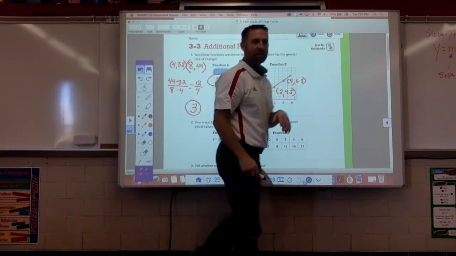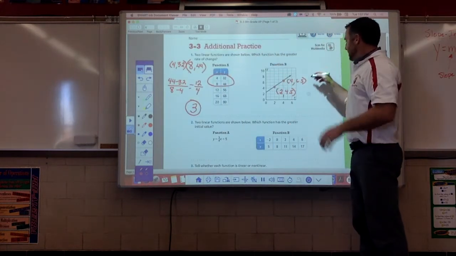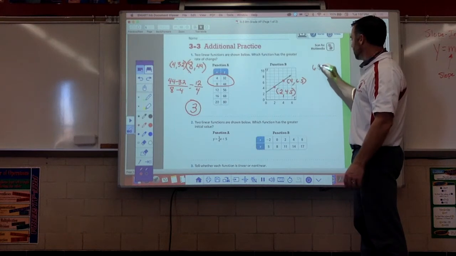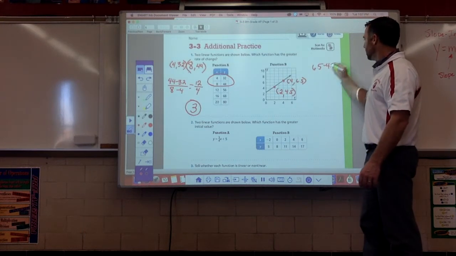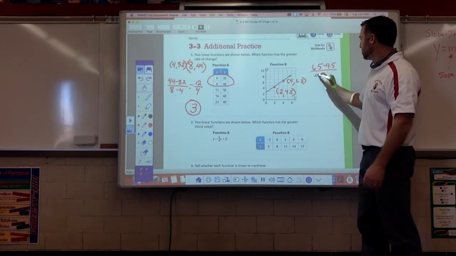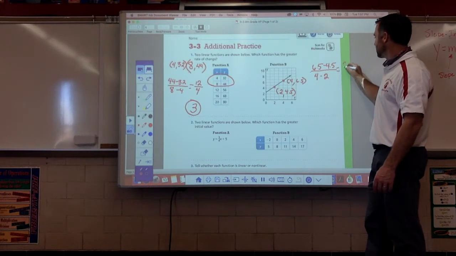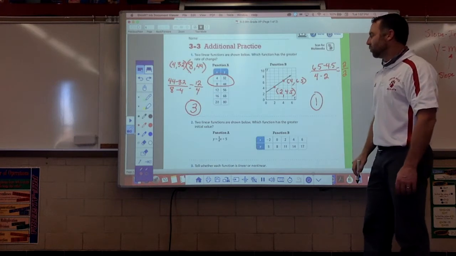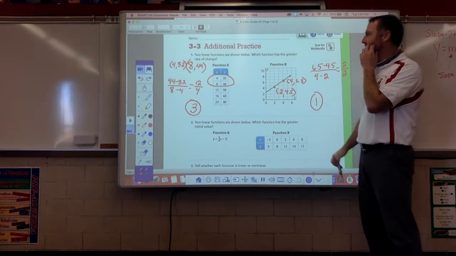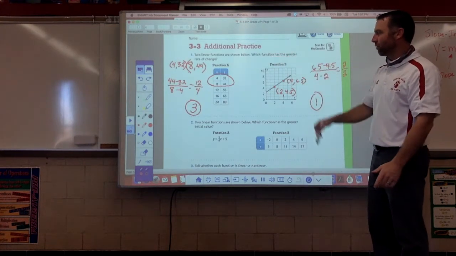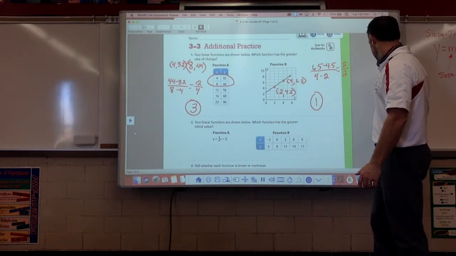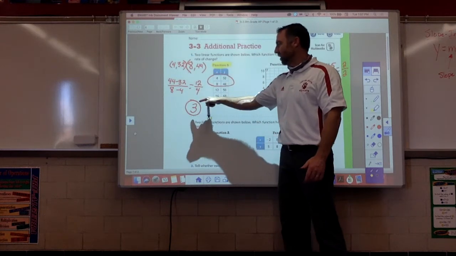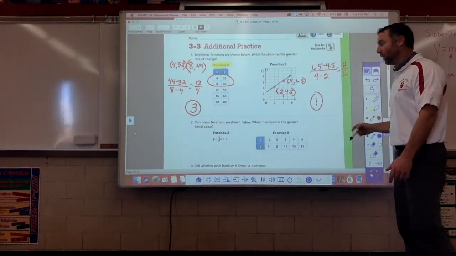Well, let's find our rate of change here, my friends. Y minus y, x minus x. So 6.5 minus 4.5 on the top, 4 minus 2 on the bottom. This comes out to be 2 over 2. Now 2 divided by 2 is 1. Which one of those has a greater rate of change? Function A or function B? Well, I think it's pretty easy to see. That's function A. 3 is bigger than 1.